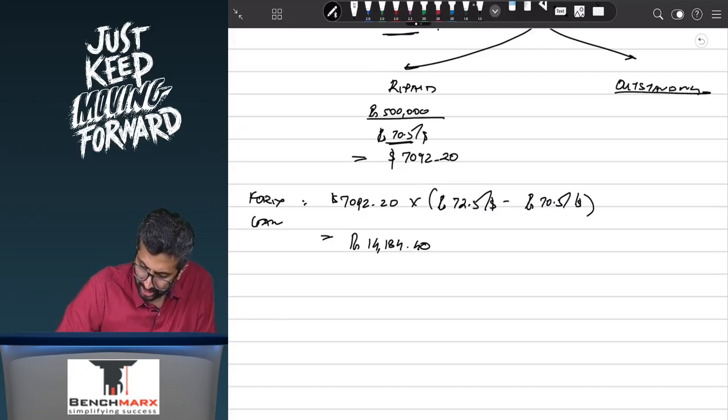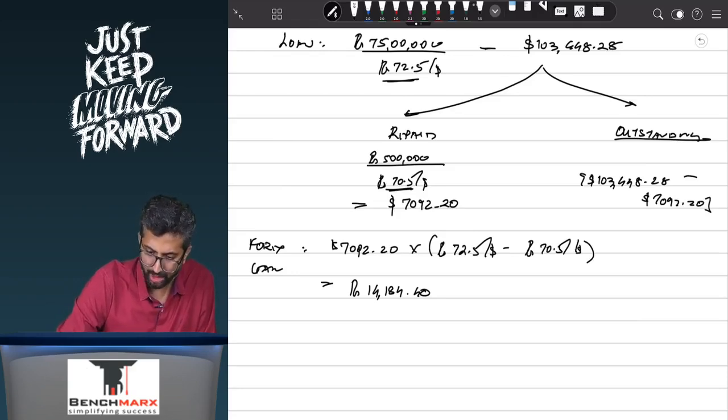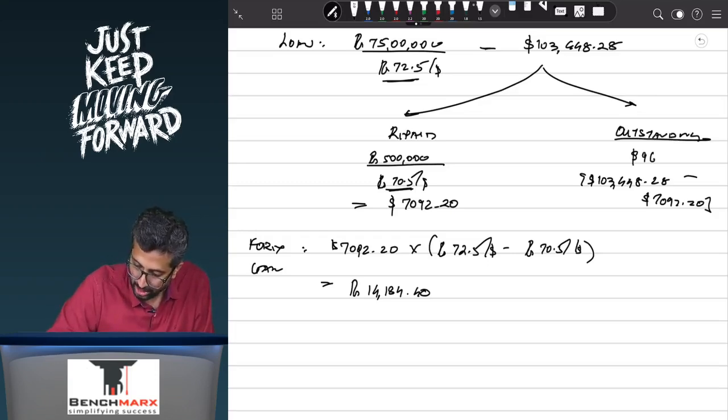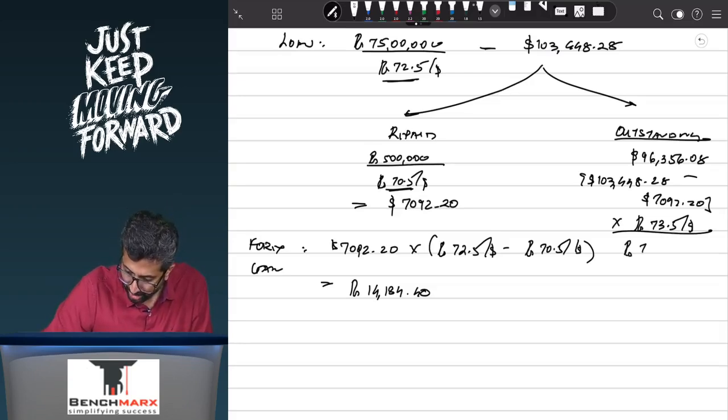Now in dollars, this would be $103,448.28 minus $7,092.2. This is around $96,356.08. Now this amount is still outstanding at the end of the year, and hence it has to be restated at the closing rate. Now as per ICAI, they have correctly done this into 73.5, which is the closing rate. So this will come to rupees 70,82,171.88, for example.